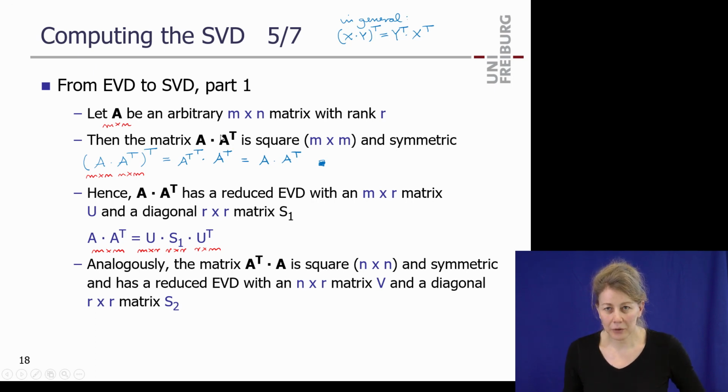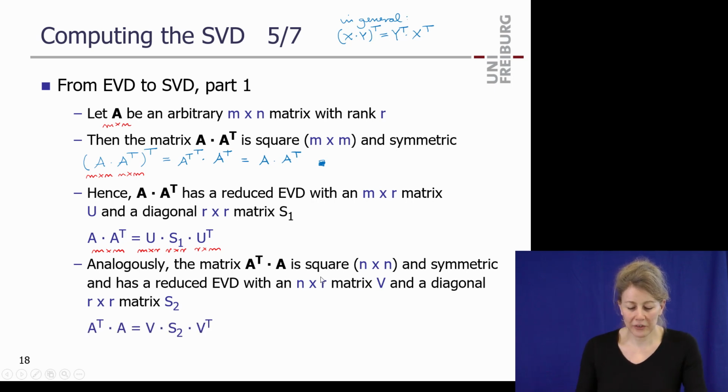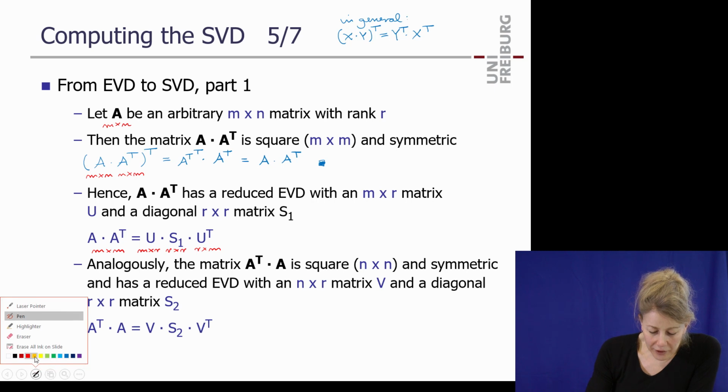You can do the same thing the other way around, AT times A. This is also symmetric, now N times N. You can just do the same thing. Now this is an N times N matrix. It's also symmetric, same proof.